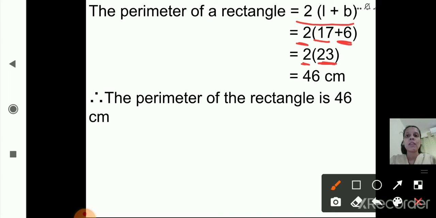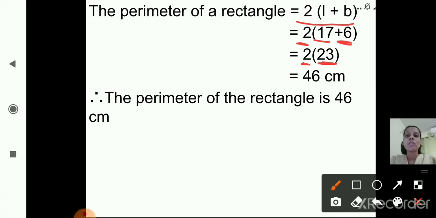So 2 multiplied by length, which is 17, and breadth, which we got as 6 centimeters. So 17 plus 6, 17 plus 6 is 23. In bracket 23, and outside the bracket there is 2. Yes, it is there in the formula, 2 multiplied by.